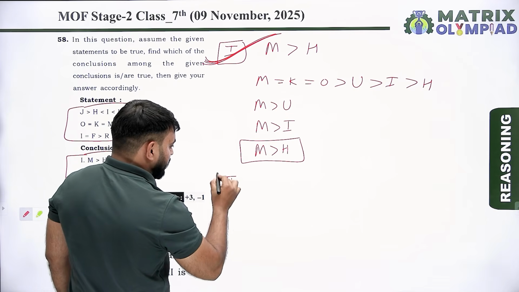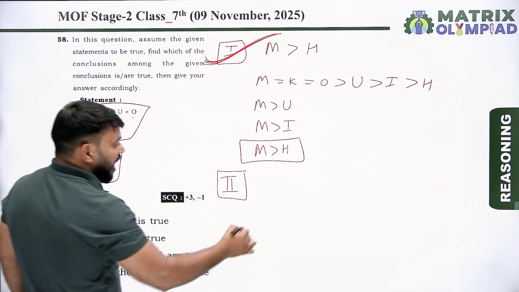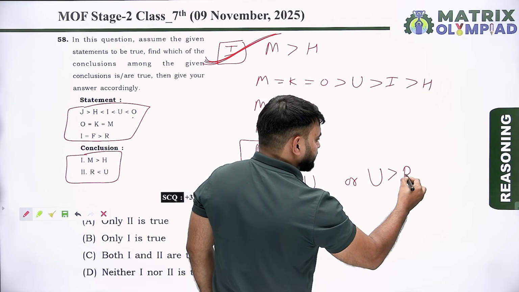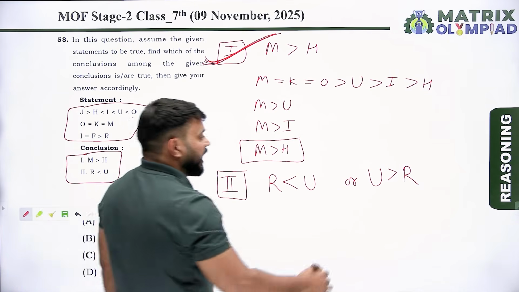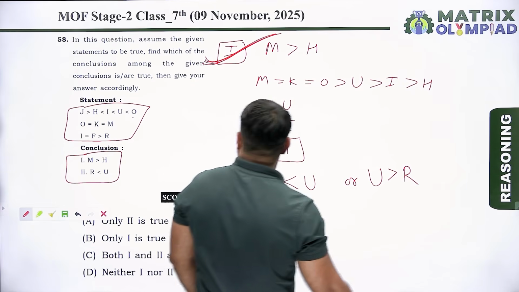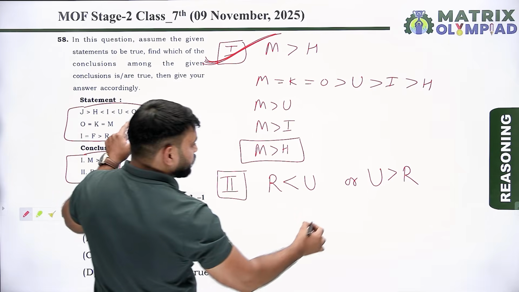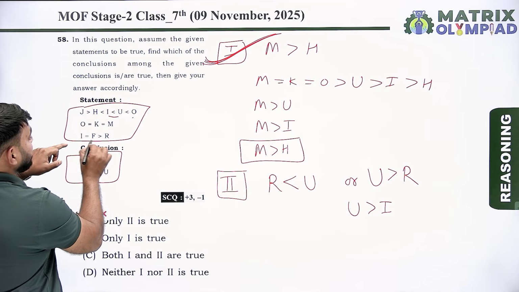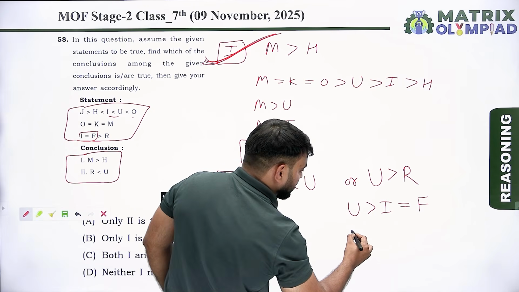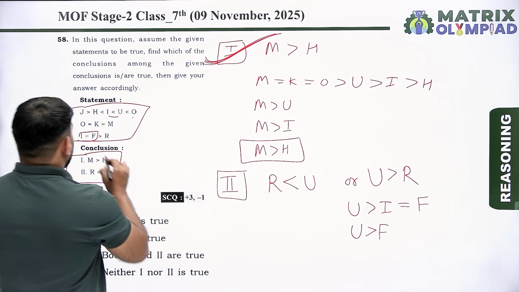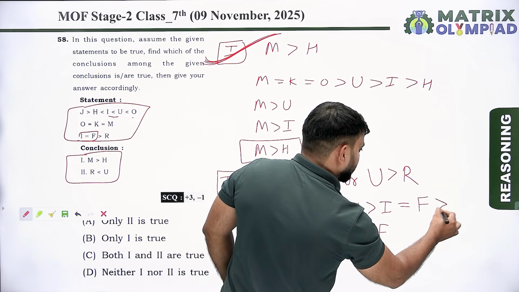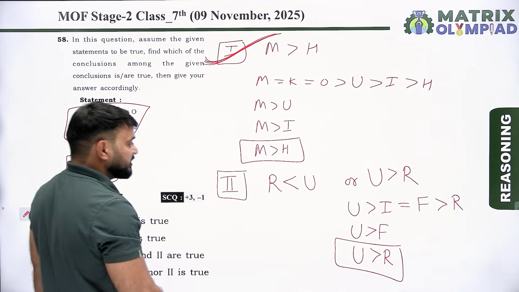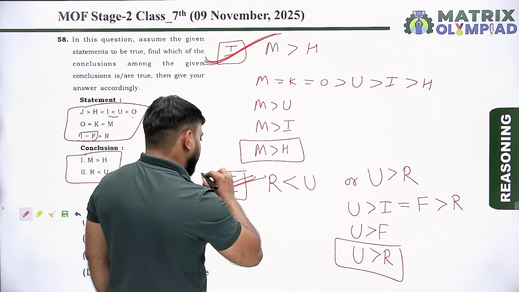Now take the second conclusion. According to the second conclusion, R is less than U. Or you can say U is greater than R. So we have to move from U to R. So U to R. U is greater than I. I is equal to F. It means U is greater than F. Now F is greater than R. So it means U is greater than R. So it means the second conclusion is also definitely true.